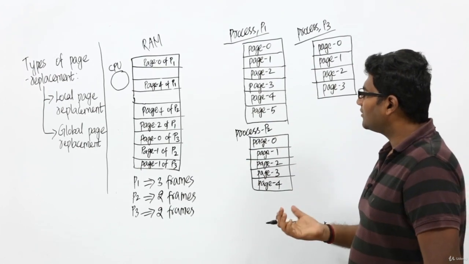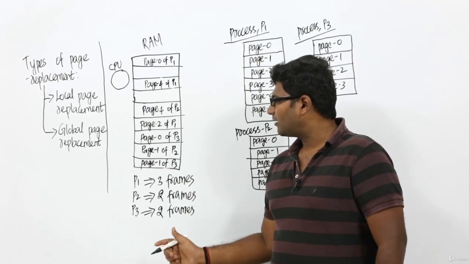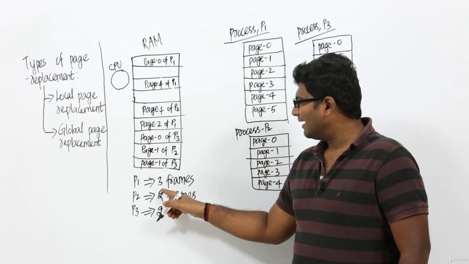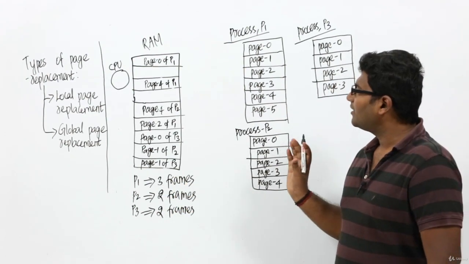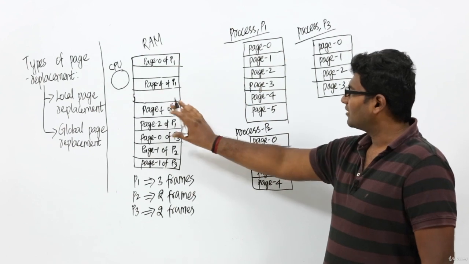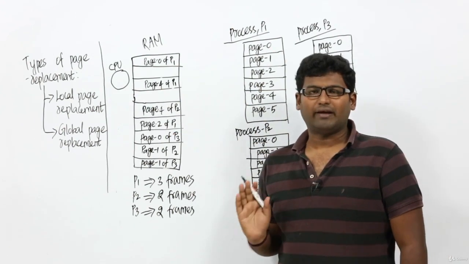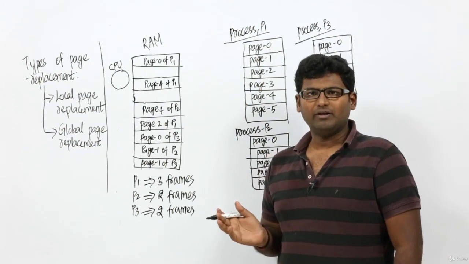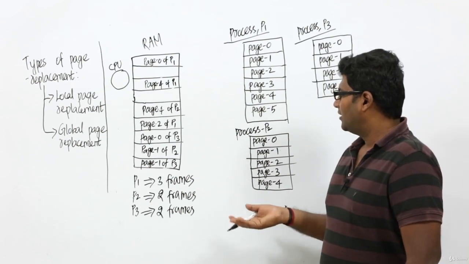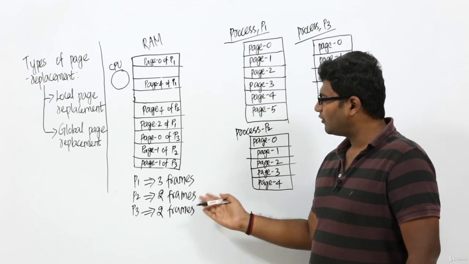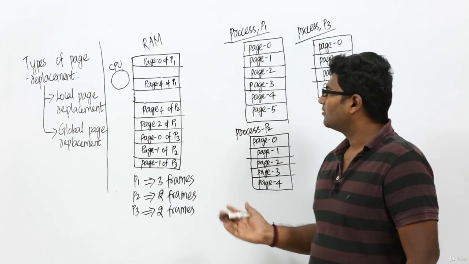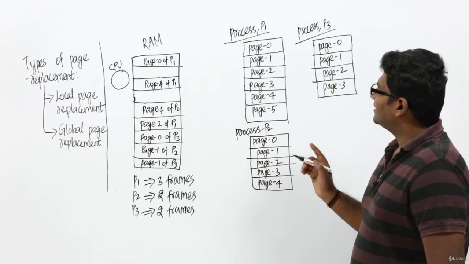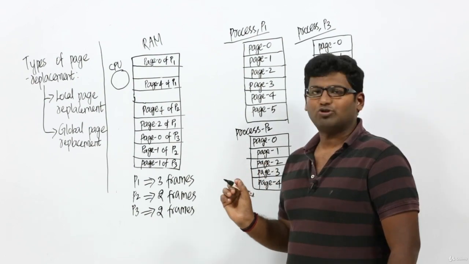Now since we are using virtual memory, it has been told that process P1 has been allocated 3 frames. What does it mean? At any point in time in the RAM, process P1 can use only 3 frames. It cannot use more than 3 frames, right? That is what we mean by frame allocation. Similarly, process P2 has been given 2 frames and process P3 has been given 2 frames. Fine.